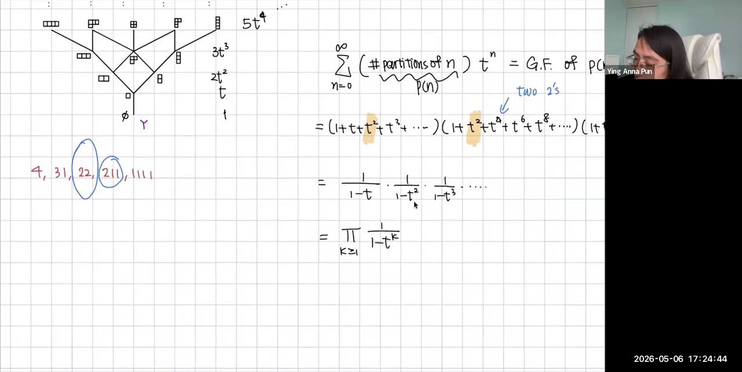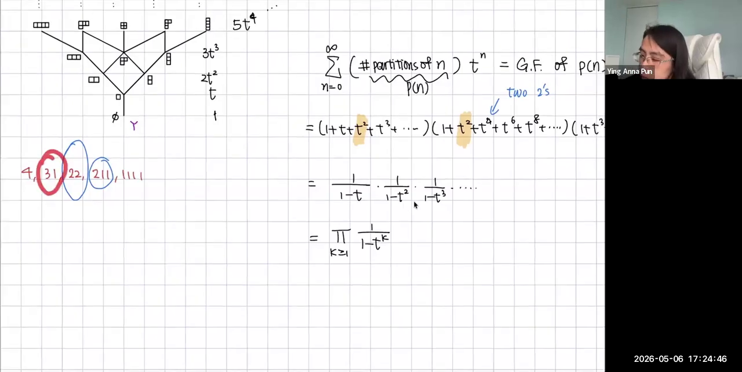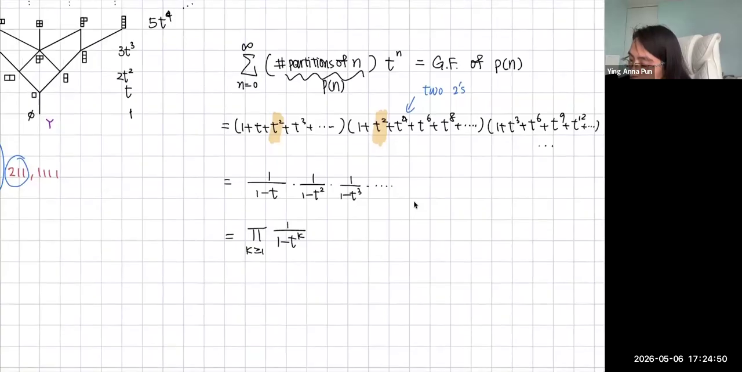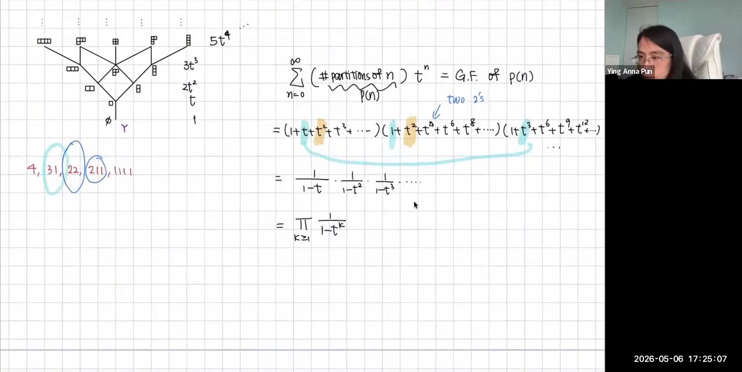Now what if I want to do 3, 1 then? Well, that means you have 1 three and 1 one. So you take this, you have 1, 1 and you have 1, 3. These two add up, and everything else takes the 1. So you have t to the power 4 in this way. So that's another way that you can get a t to the power 4. So you can see you have a bijection.